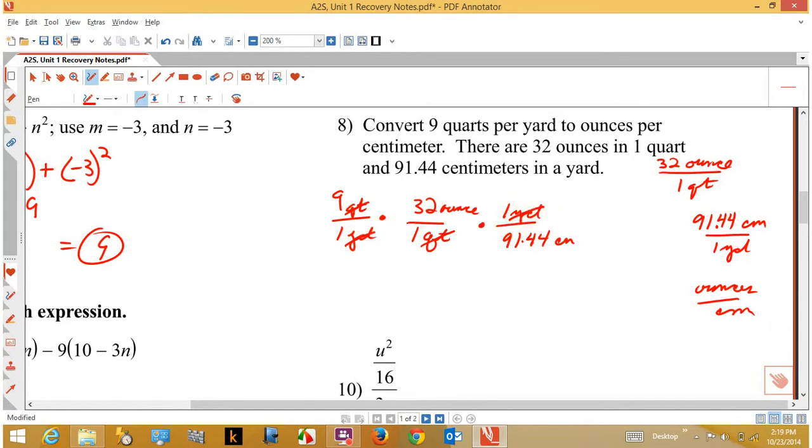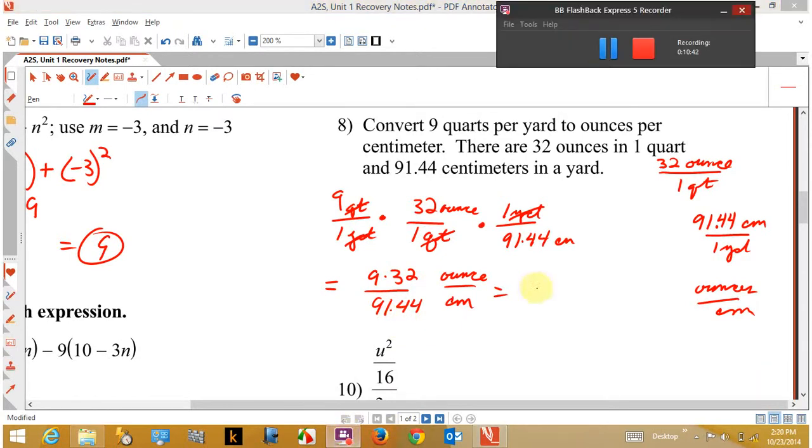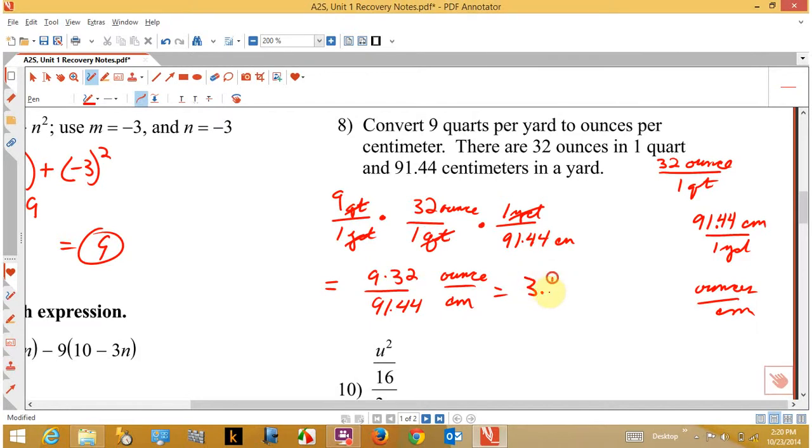Now look at what my end answer is going to be. Ounces per centimeter. That's exactly what I want. So I have this problem set up correctly. So what I'm going to have is 9 times 32 divided by 91.44, and you can see that my units will be ounces per centimeter. And so if I do that multiplication, I should get 9 times 32 divided by 91.44. Let me put it on hold while you get out a calculator. That's equal to 3.15 ounces per centimeter.